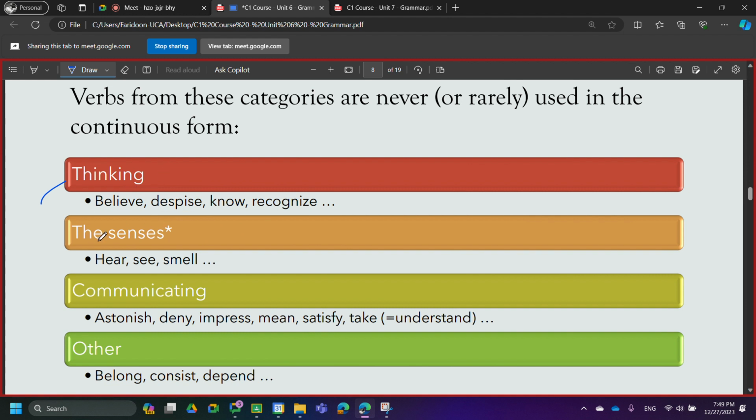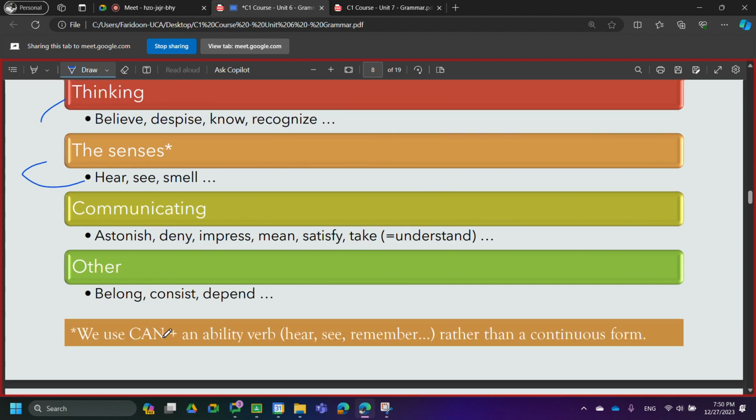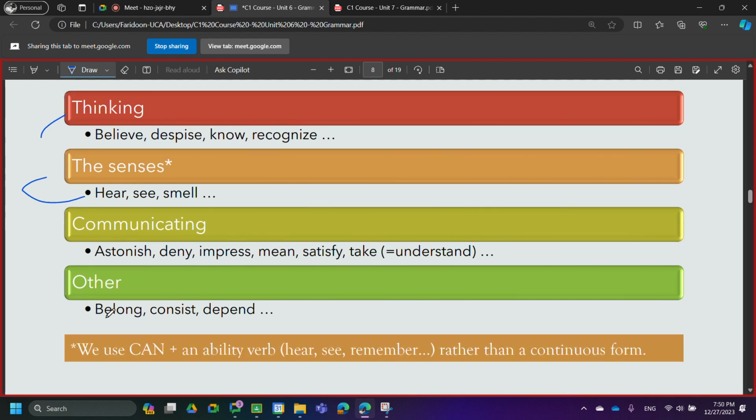Okay, if you have verbs connected to the senses, mostly hear, see, smell, we kind of don't use them in ing. Then you have communicating verbs like astonish, deny, impress, mean, satisfy, and take, meaning to understand something. Once again, no ing. And the last one, in another category, verbs like belong, consist, and depend, most of the time don't take ing. Okay, but what about the senses?